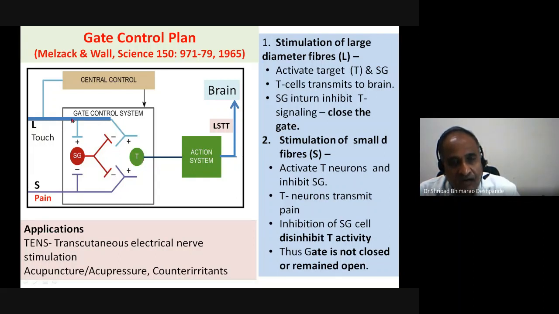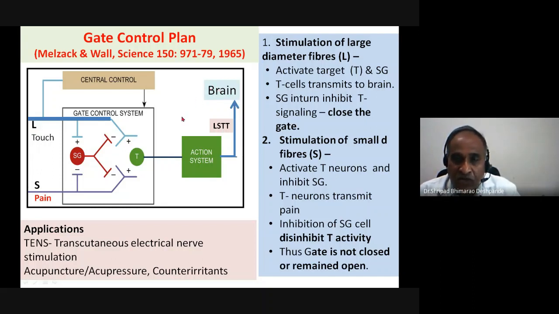Now the main purpose of this is they will also activate the substantia gelatinosa cells. If the substantia gelatinosa cell is activated, it would inhibit the transmission of the small diameter fibers, or the pain sensation. So this is a closure of the gate. That means the large diameter fibers close the gate. The small diameter fiber stimulation opens the gate, which transmits the impulses to the brain.